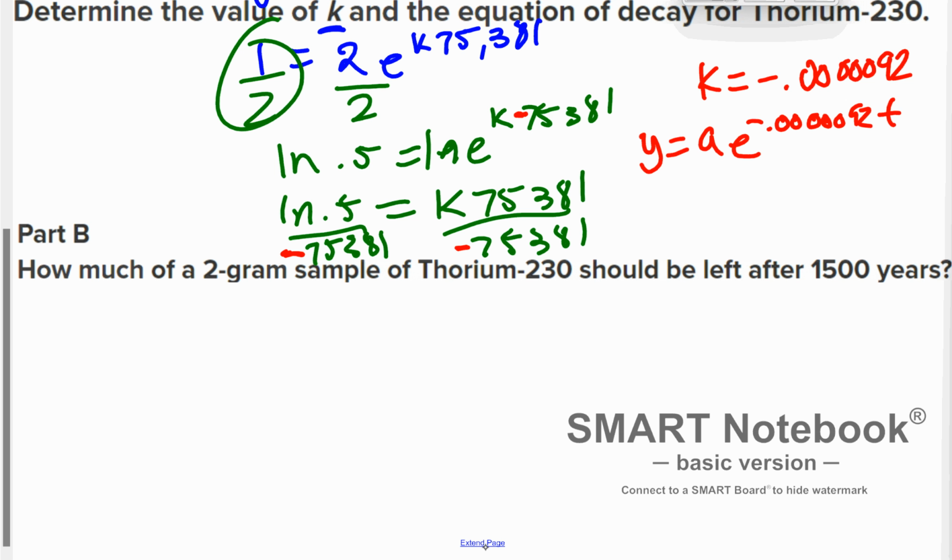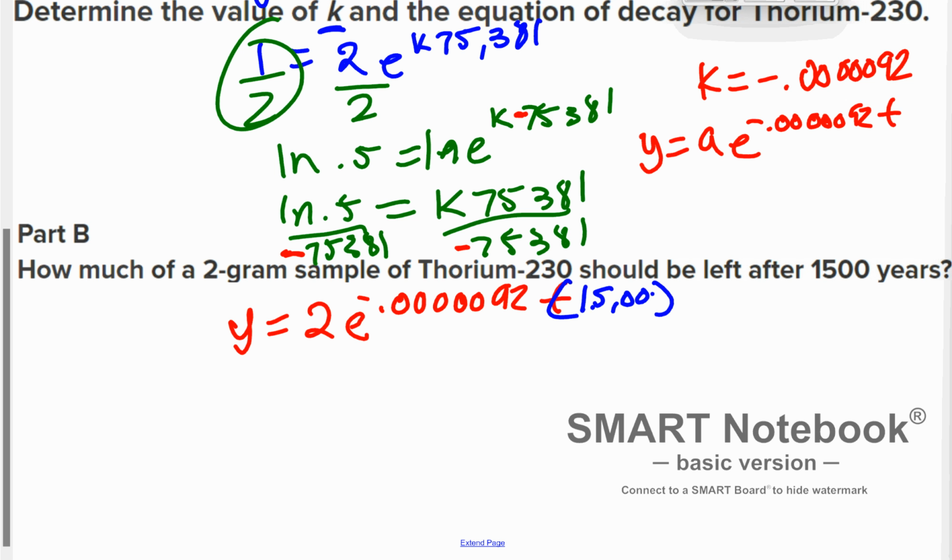So the next example says, okay, start with 2 grams. So let's plug in 2 for A, negative 0.0000092 times t. And what's going to happen at 1,500 years? So we plug in 1,500 for our t. So t now is 1,500. I put the comma in the wrong spot. Okay, and that's not a point. So 1,500.